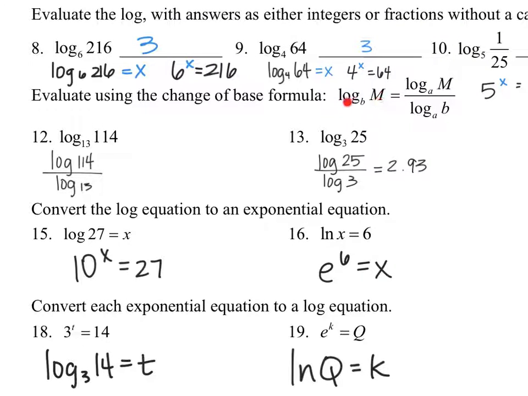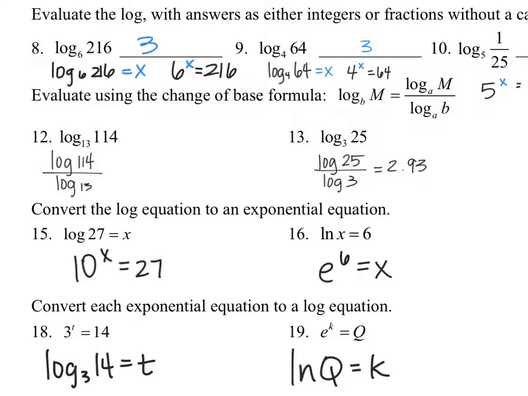So it's going to be the log of the argument over the log of the base. So it's the log of this number here over the log of this number here. So log base 13 of 114 can be found by plugging in log 114 divided by log 13 into your calculator.